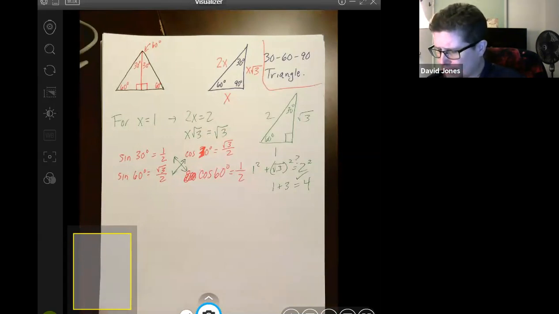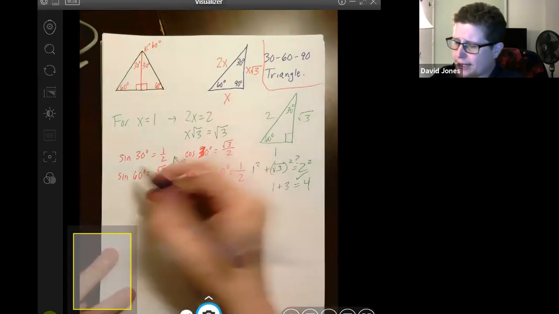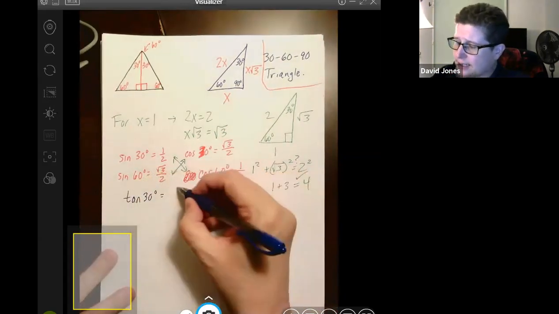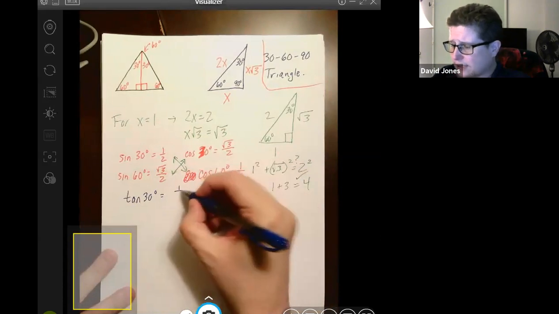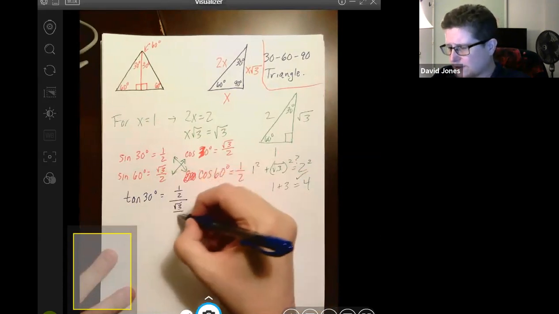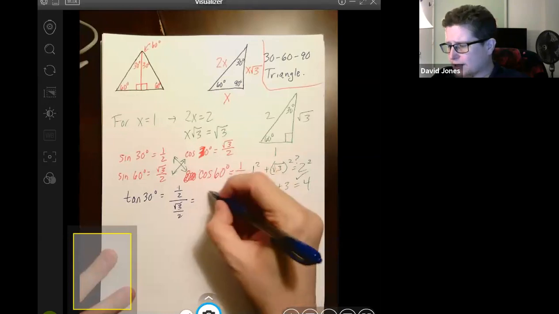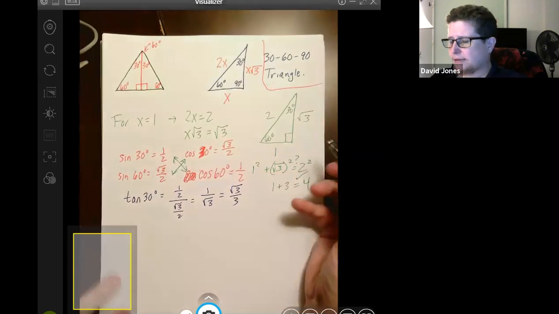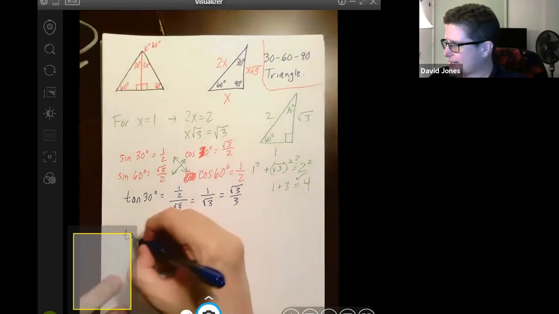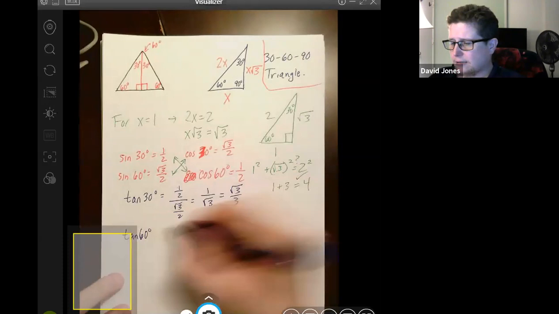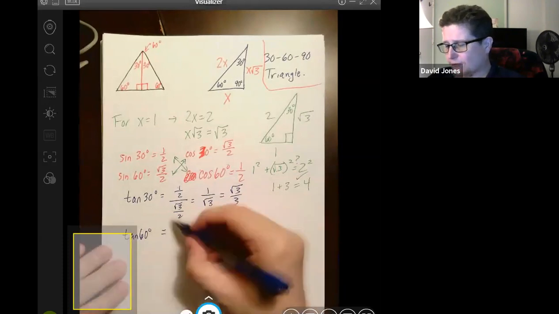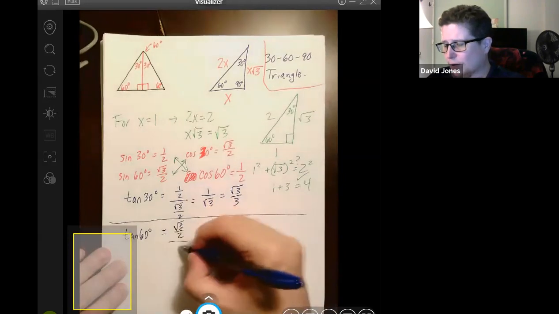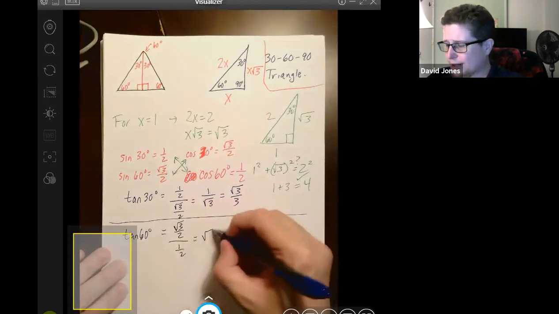We also pull from this triangle tangent of 30, which is sine over cosine. And if you work that out, it's 1 over root 3, which is root 3 over 3. If we look at tangent of 60, we have root 3 over 2 divided by 1/2, which is just root 3.